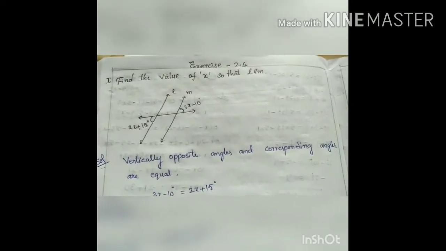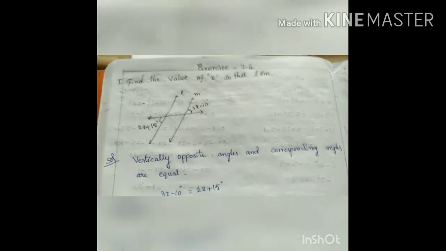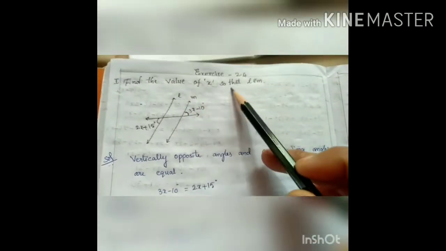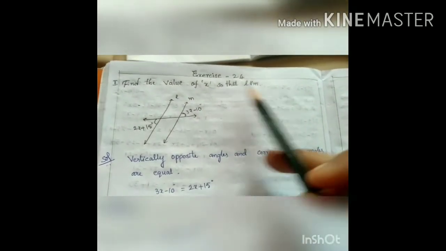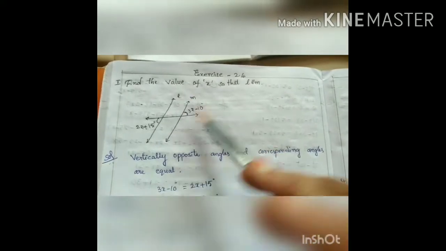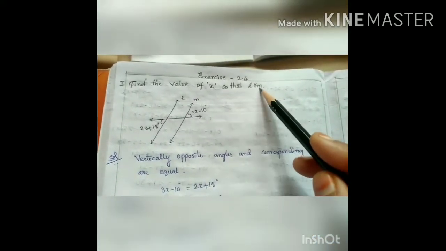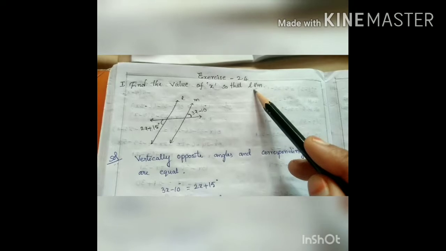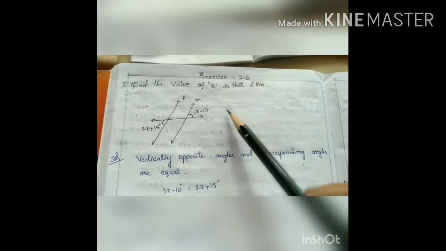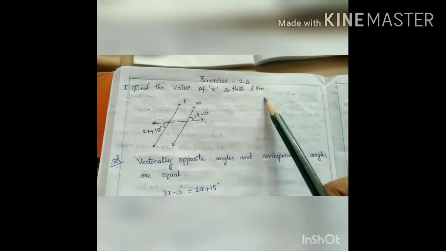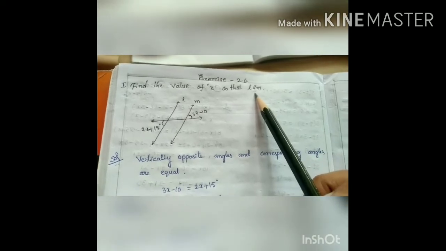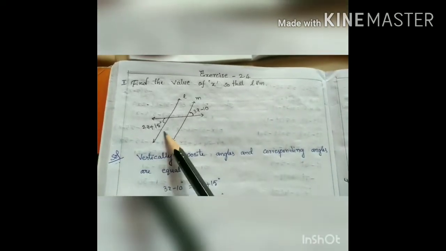Next, exercise 2.4. Find the value of x so that L parallel M. Find the x value so that L parallel M. You know what is the symbol of L parallel M? It means the L line and M line both are parallel. Okay children, okay, here it is a problem.